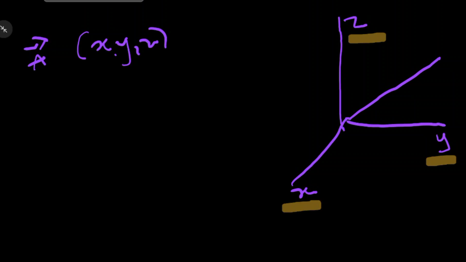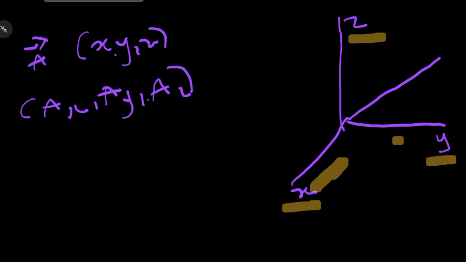So the components Ax, Ay, and Az are the length or magnitude of the vector along each axis. So this is Ax, Ay, and Az. It's just a component along each axis.